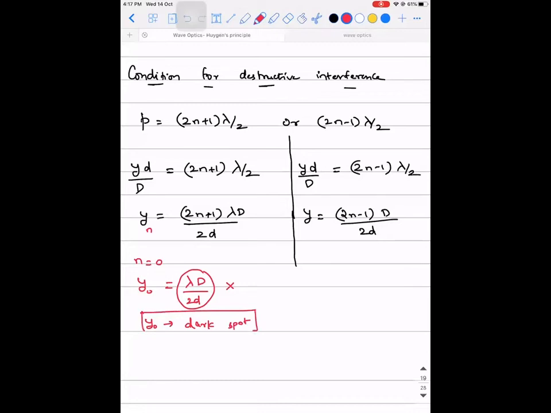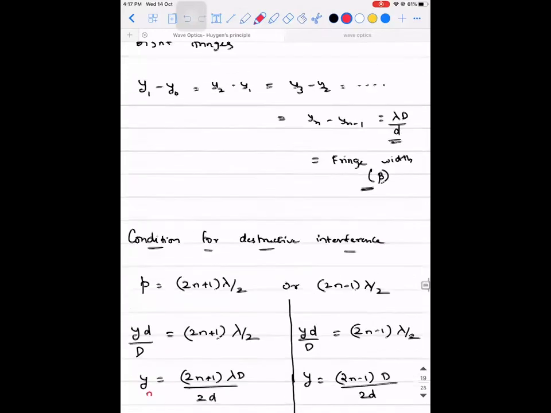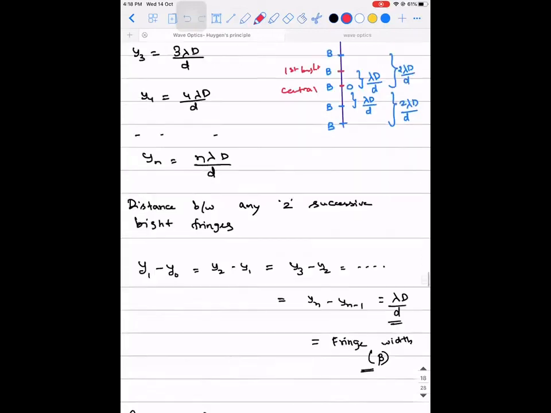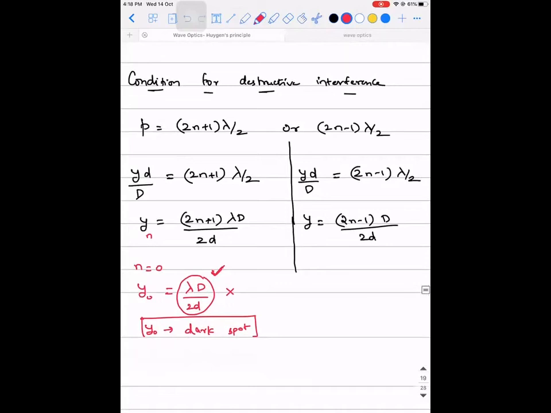But still, listen, lambda D by 2d. If you observe this diagram, this is 0, this is lambda D by small d, that is the central and the first bright spot, right? So between the central and the first bright spot, what should be present? Dark spot. So the dark spot will take which number? Is it the first dark spot or second dark spot? Between the central max, it is the first. Very good. If it has to be 1, then what should I take the suffix of y as? n by 2? No, you cannot take n by 2. If I put an odd number, y 3 by 2 means there is no 3 by 2 spot.